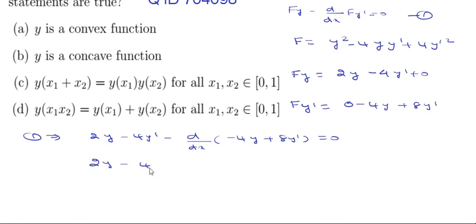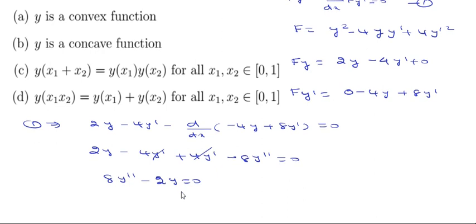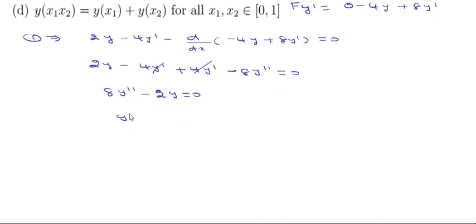Now differentiating with respect to x, we get plus 4y dash and here it will become minus 8y double dash equal to 0. So this and this will get cancelled. Finally we have 8y double dash minus 2y equal to 0. Solving this, you will get y double dash minus 1 by 4 y equal to 0. This is a second order ordinary differential equation.